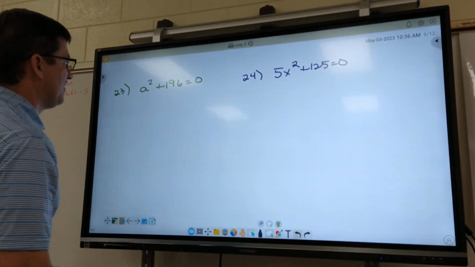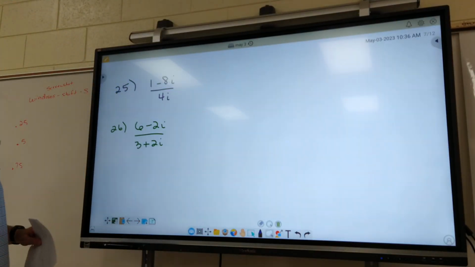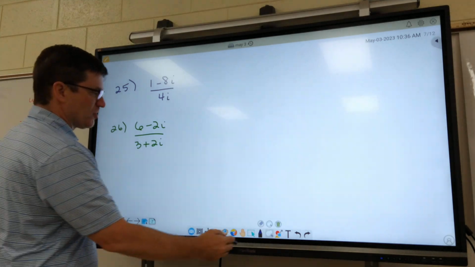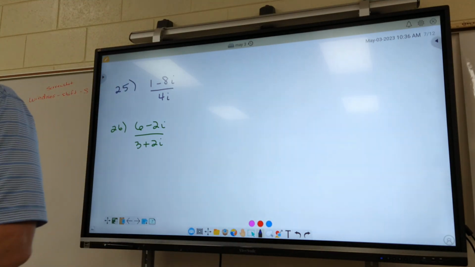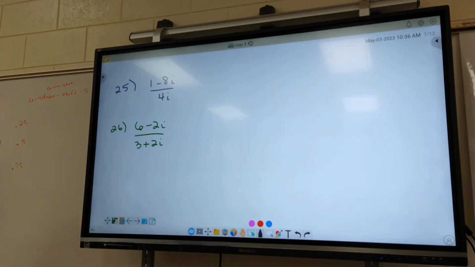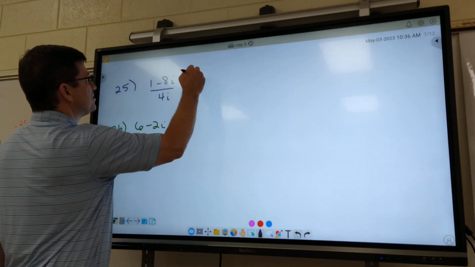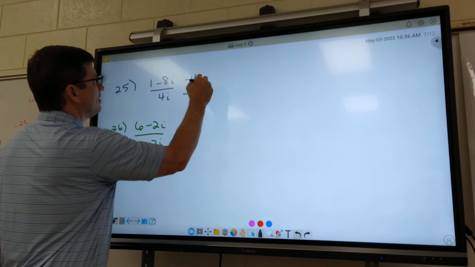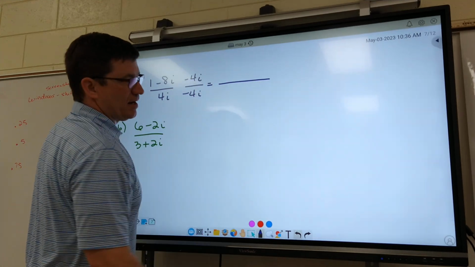All right, look at 25. What is wrong with 25? Can't have an i on the bottom, so what do I have to multiply by? Negative 4. Good. Do the conjugate, which is negative 4i and negative 4i. You guys do that, let's see what you get.